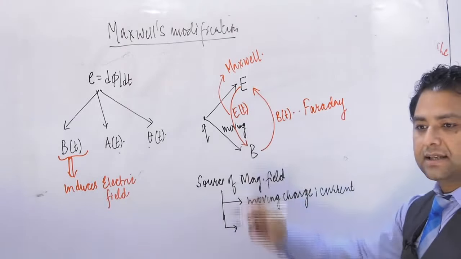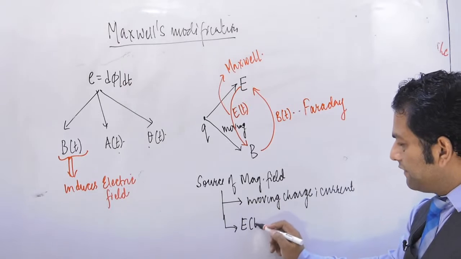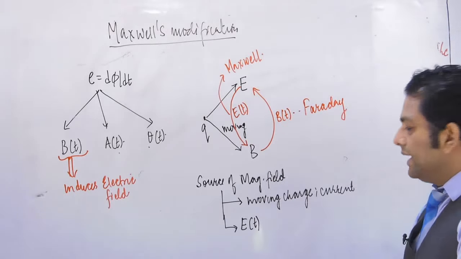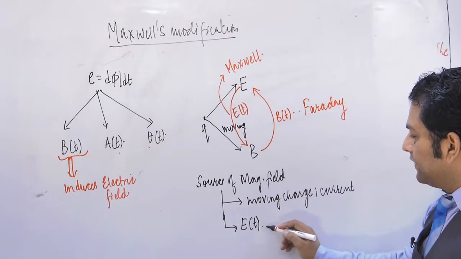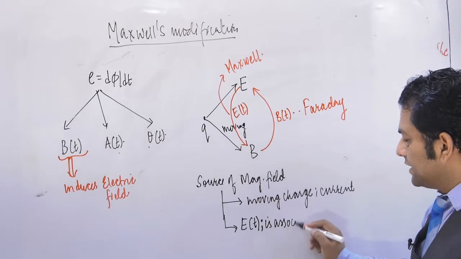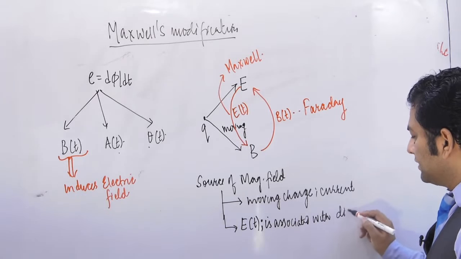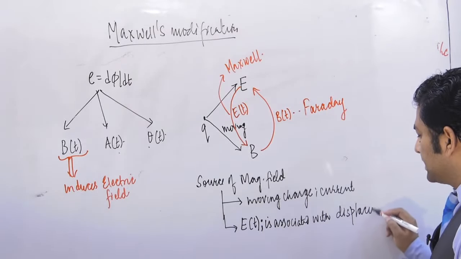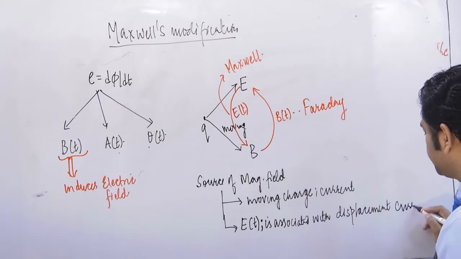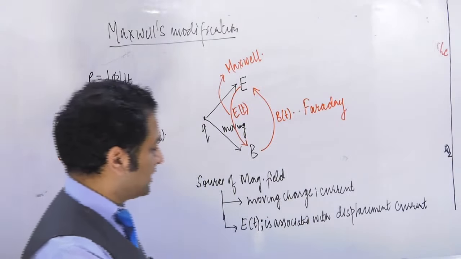But as per the recent development, a time varying electric field would also be generating a magnetic field. And this time varying electric field is associated with a new current, which we say is the displacement current. So that is displacement current. And now we will try to understand what are the facts associated with this.